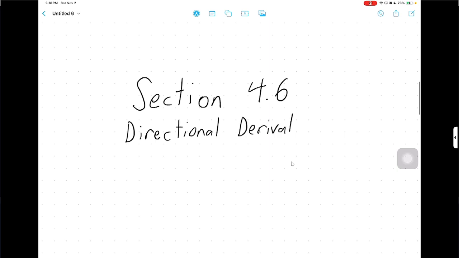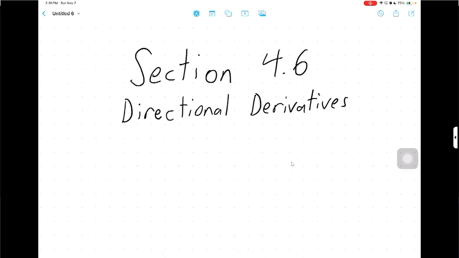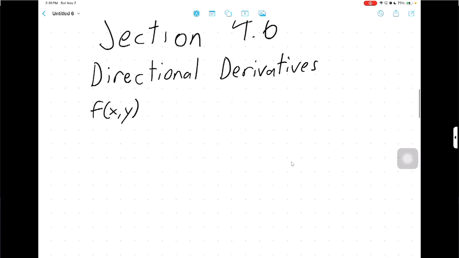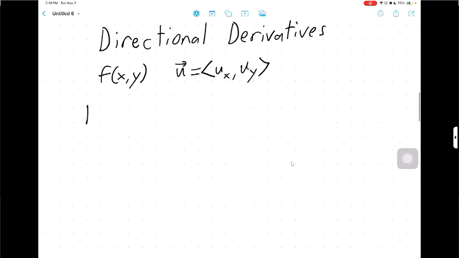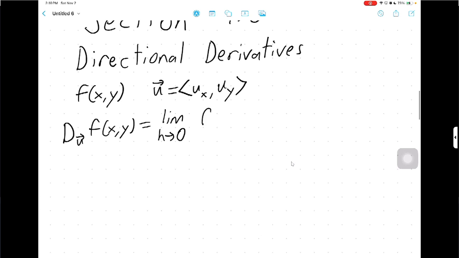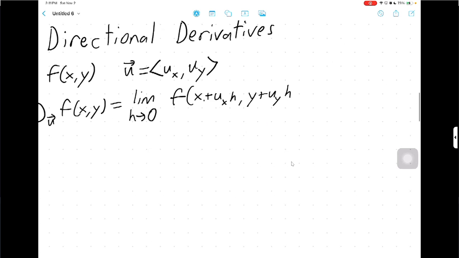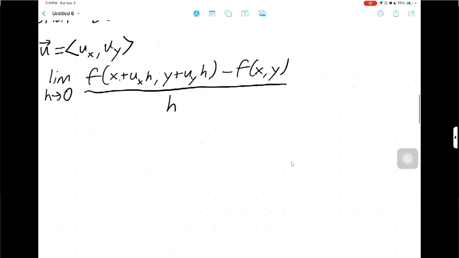So let me just start with directional derivatives. Suppose we had a function f of x, y, and instead of moving along just the x direction or just the y direction, we wanted to move in a unit vector u, which is ux, uy, like so. The directional derivative along the unit vector u of f of x, y is defined as the limit as h goes to 0 of f of x plus ux h, y plus uy h, minus f of x, y, all over h, like so.